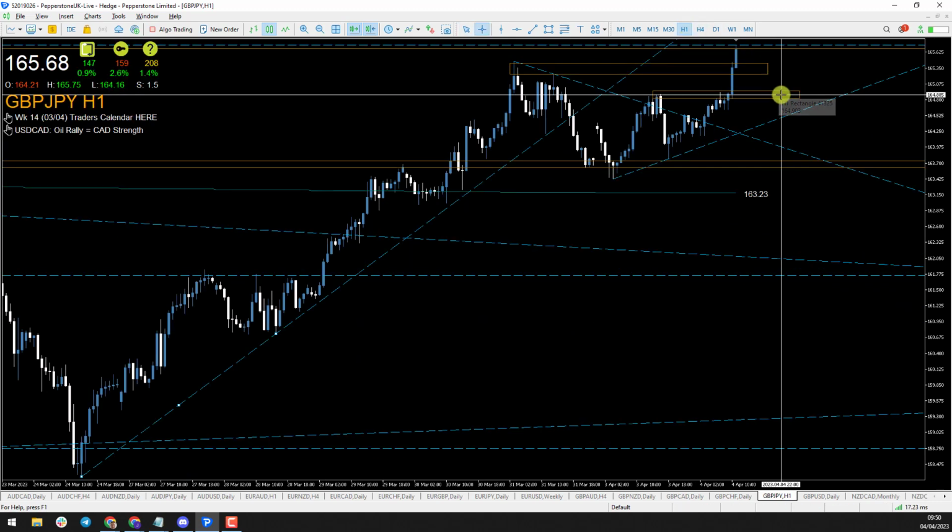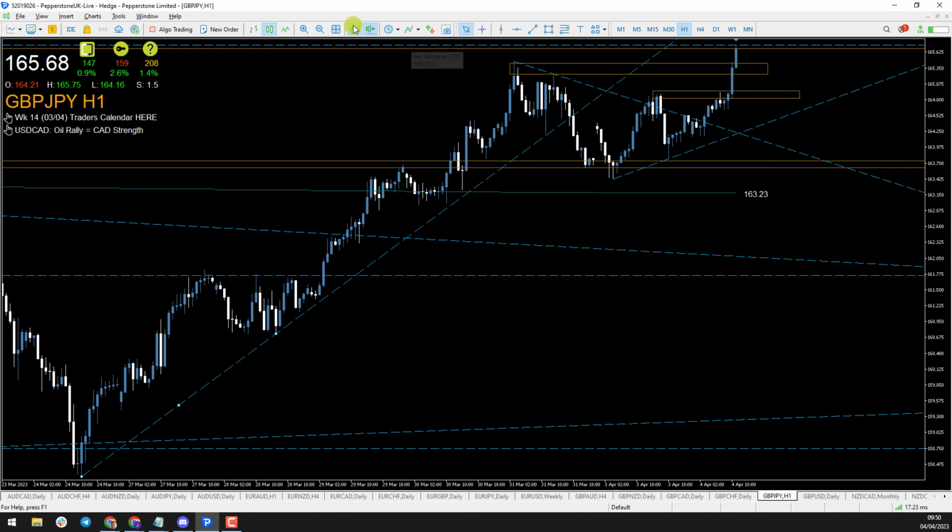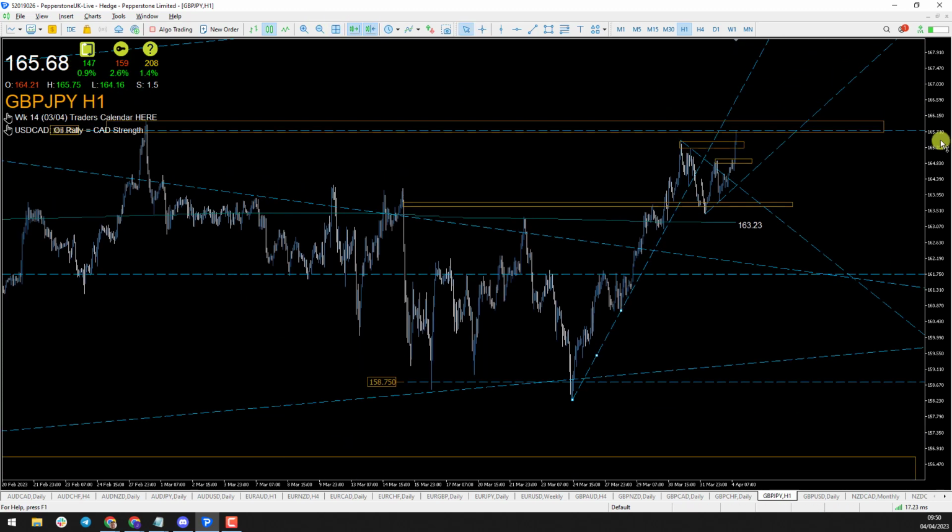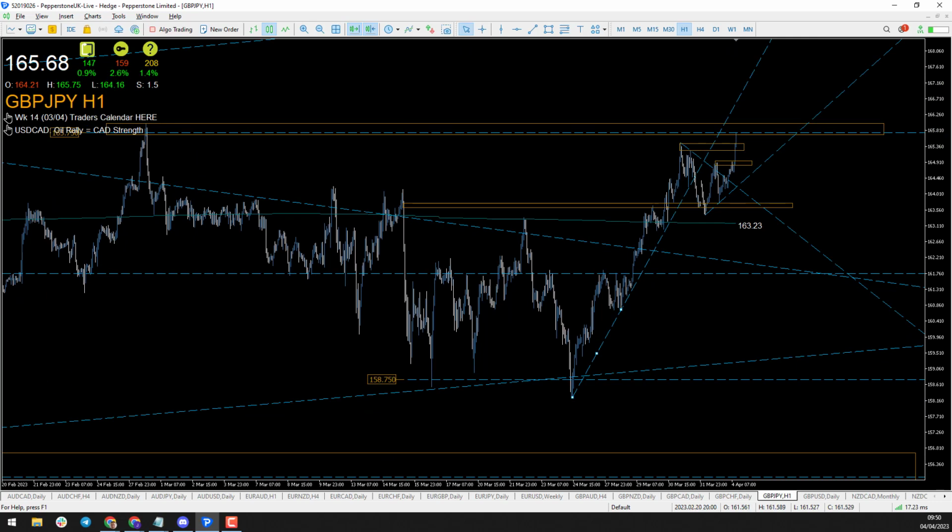Now the level that I'm looking at, if I just go down into the hourly time frame, is the 165 handle. You can see that, if I just zoom out a little bit, I just want to give you the bigger picture context. There is that high that I was just talking about in here. Just grab that pencil. This is where we could see some short-term profit taking. If we do, then I would like to see it pull back down towards the 165 handle.